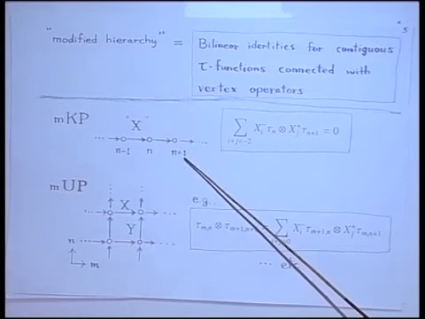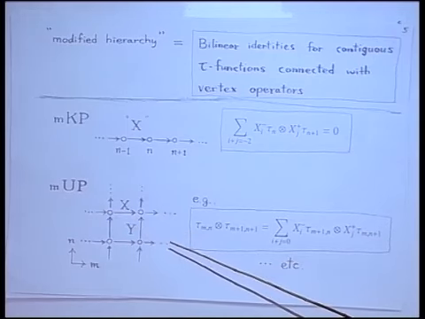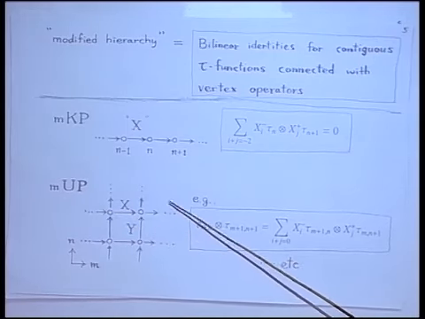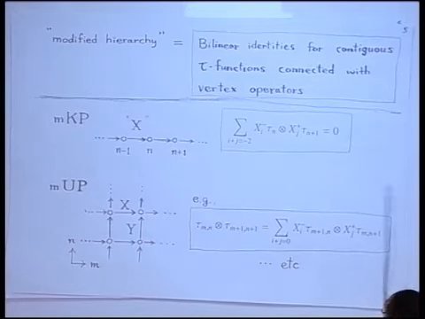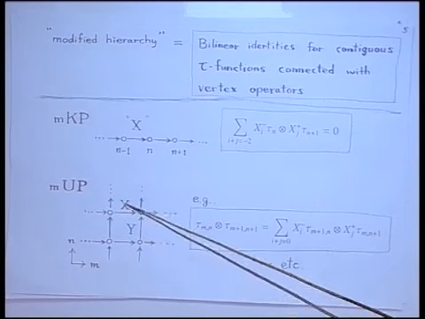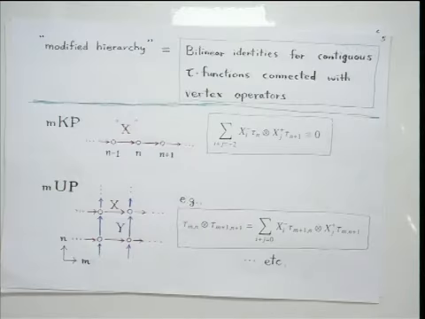On the other hand, for the UC case, we have two kinds of vertex operators, and they mutually commute. So we can arrange the tau functions on a two-dimensional lattice, M and N. So this is a typical bilinear identity contained in the modified UC hierarchy. This one.